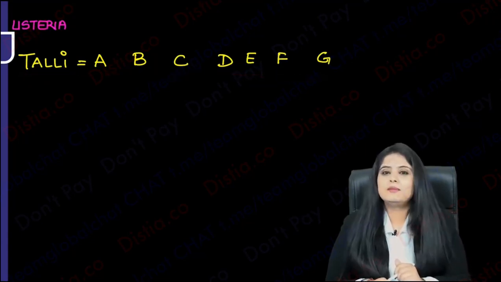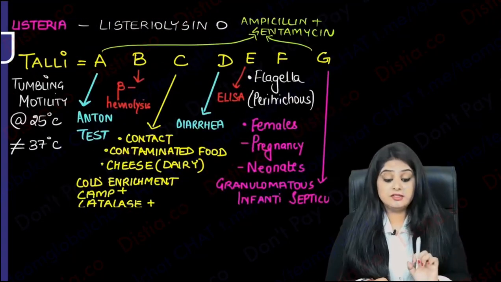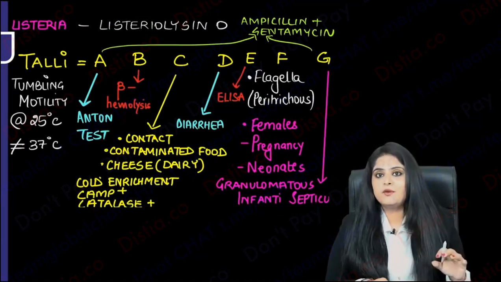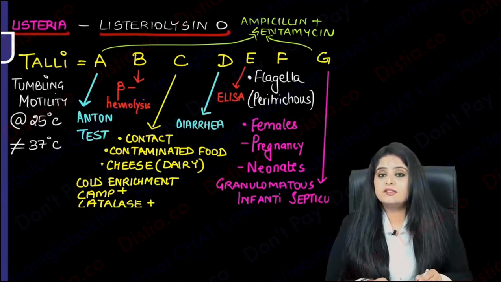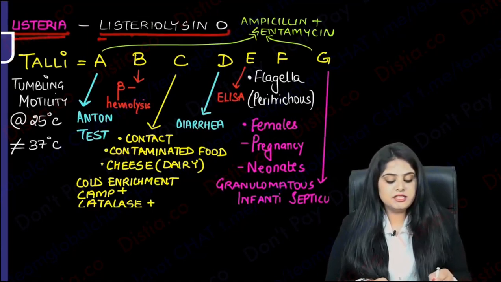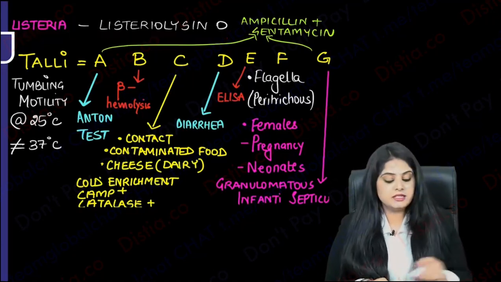So first I'll tell you the mnemonic only. After that, the story becomes easy. I know the mnemonic is very congested, but it's actually going to give you the best overview of Listeria. So firstly, if someone asks you what is the toxin or what is the virulence factor, common sense, Listeriolysin O. Common sense, okay.